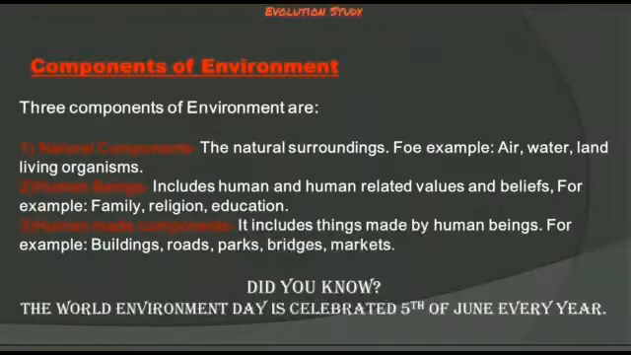There are three components of environment. Number one, natural components. Now what are these? The natural surroundings, all that we see around us, including air, water, land and living organisms, fall under this category. Second, human beings. It includes human and human-related values and beliefs, for example, family, religion, education, background. This all falls under this category.